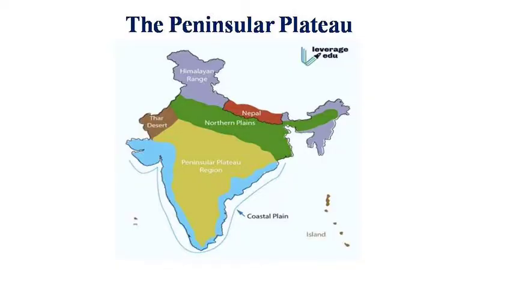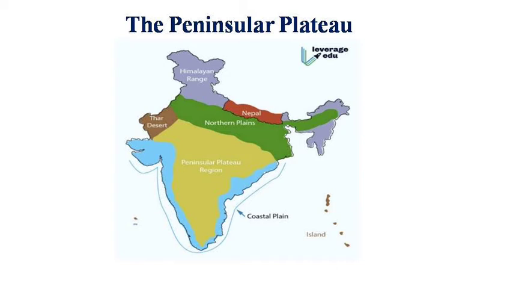Now let us see the topic, the Peninsular Plateau. Look at this map. Here you can see the Peninsular Plateau region clearly. The Peninsular Plateau covers a large part of India, especially the South Indian region. It is triangular in shape. You can see the triangular shape here. It is called the Peninsular Plateau because it covers almost the whole of peninsular India.